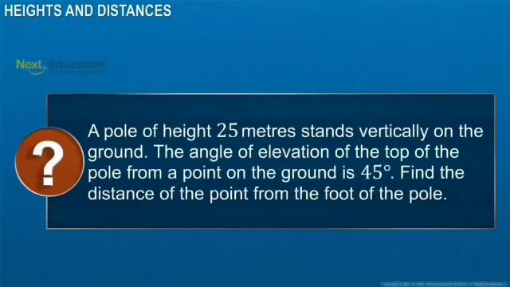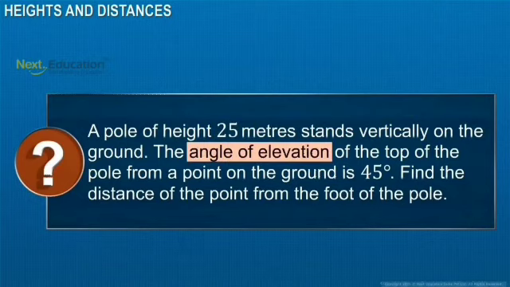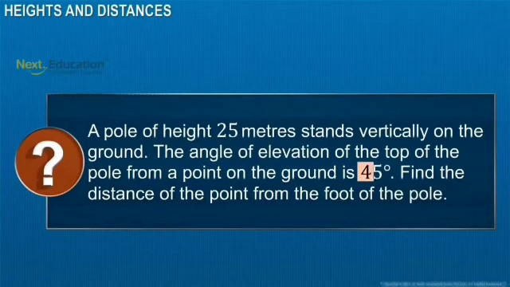A pole of height 25 meters stands vertically on the ground. The angle of elevation of the top of the pole from a point on the ground is 45 degrees. Find the distance of the point from the foot of the pole.